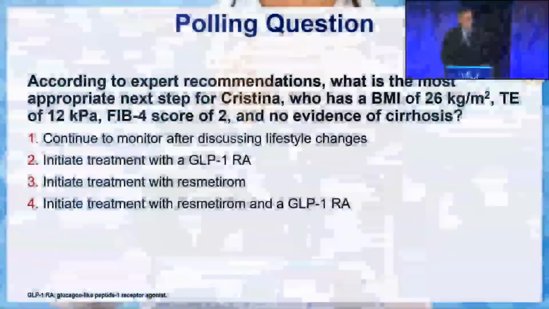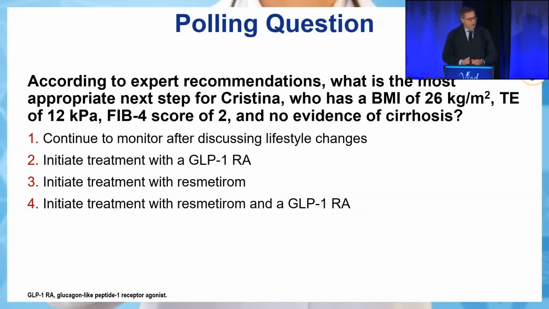Thank you, Rohit. So let's continue here with another question. According to expert recommendations, what is the most appropriate next step for Christina, who has a BMI of 26 kilograms per square meter, elastography values of 12 kilopascals, FIB-4 score of 2, and no evidence of cirrhosis? Would you continue to monitor her? Would you initiate treatment with a GLP-1 in the slightly overweight patient? Would you initiate treatment with resmetirom, or would you combine both of them?